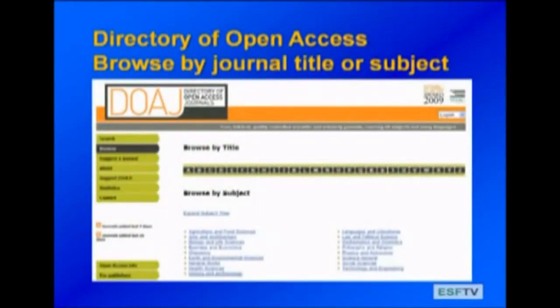One of the neat things about the Directory of Open Access Journals is that you can browse by journal title or subject. And here's a list of how you can do that. You can click on title or you can click on an actual subject. It's important to note that as of today, the DOAJ has over 7,000 journal titles and close to 1 million articles in it.